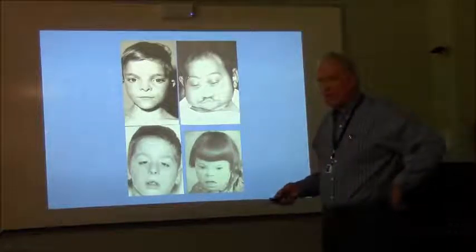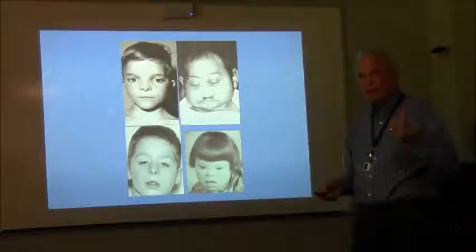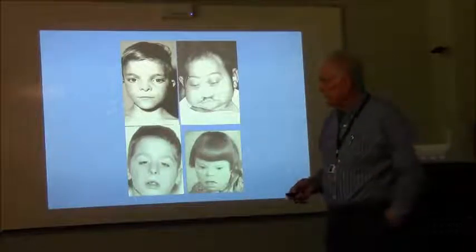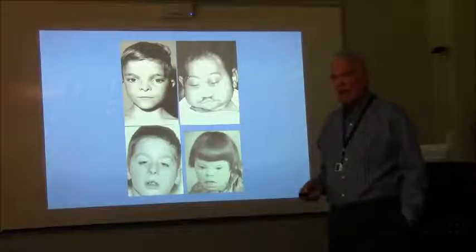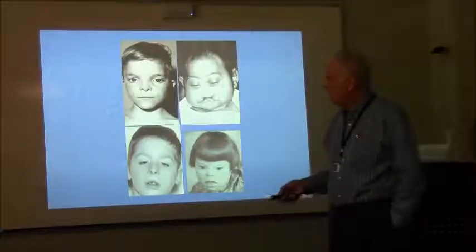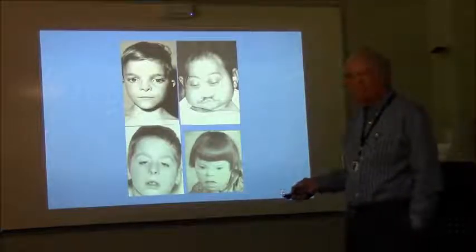This child has Rubinstein-Taybi, the broad thumbs, broad toes syndrome with hypertrichosis, and most of them had a mild degree of down-slanted eyes and hypertelorism. Here's a child with Down syndrome.